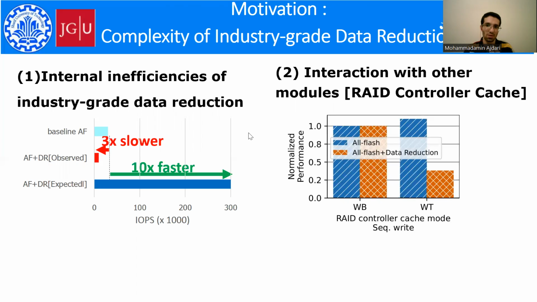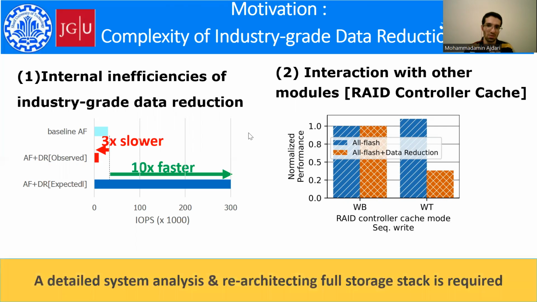Second, data reduction has complex interactions with other modules, such as the RAID controller write cache. We observe that the baseline all-flash works best with a write-through cache, but in an all-flash system with integrated data reduction, write-through cache degrades performance by half. These results motivate the need for a detailed system analysis and re-architecting the storage stack to work best with data reduction.